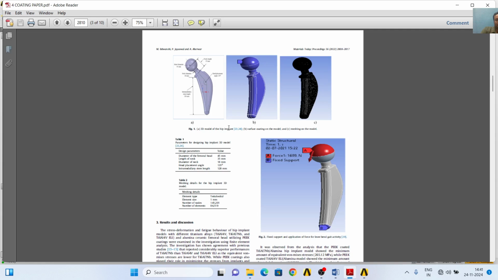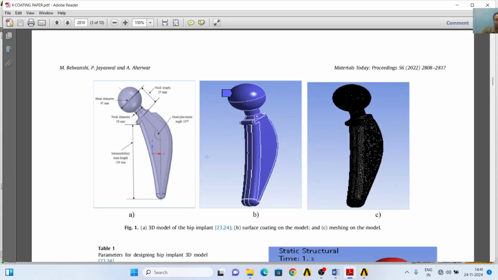As you know, this is a hip implant geometry in which this lower part is called the stem and this upper part is called the head, and we will apply two materials. We will use titanium 6Al4V for the stem, and for the head we will use alumina.